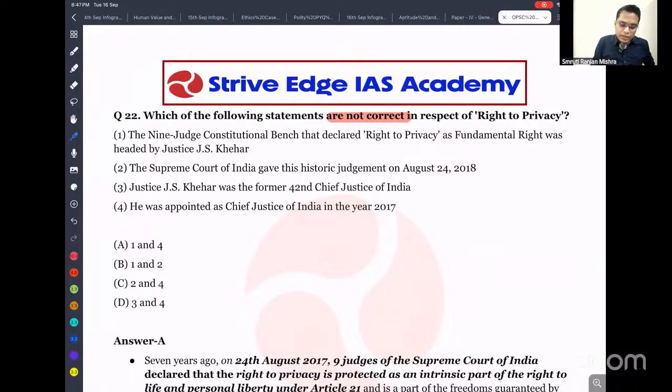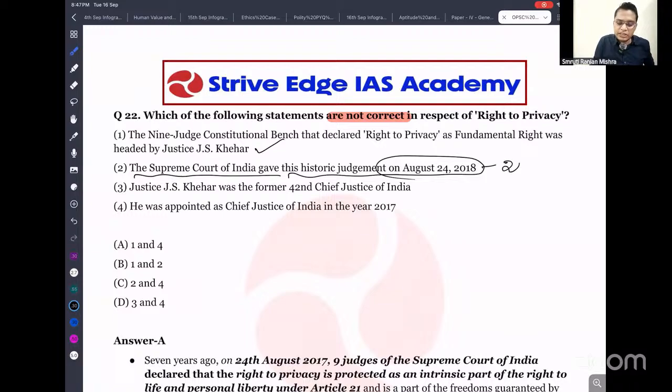In respect of right to privacy, the nine-judge constitutional bench that declared right to privacy a fundamental right was headed by Justice Khehar. Actually, this statement is right, because it was a nine-judge bench of the Supreme Court that delivered a verdict that right to privacy is included under Article 21. The statement that the Supreme Court gave this historic verdict in 2018 is wrong, because it is actually 2017.